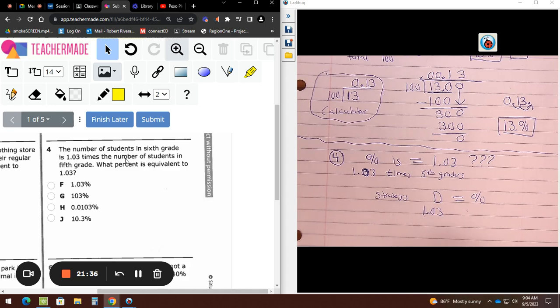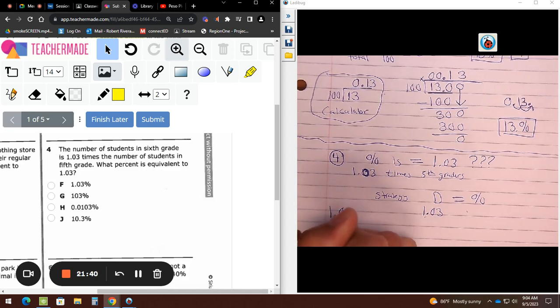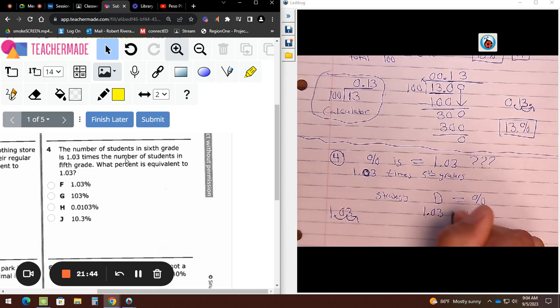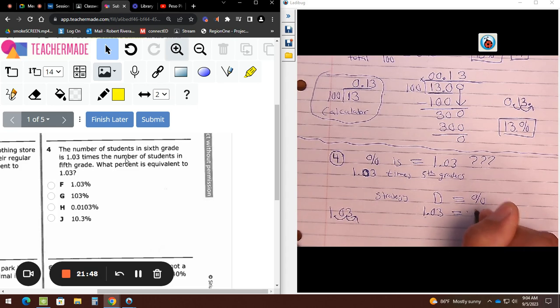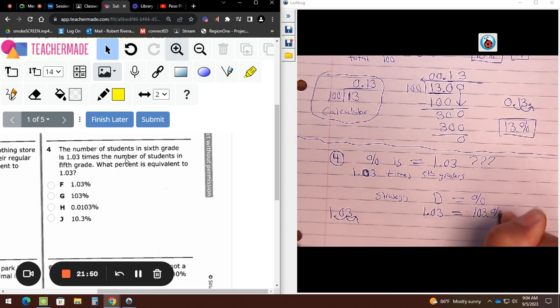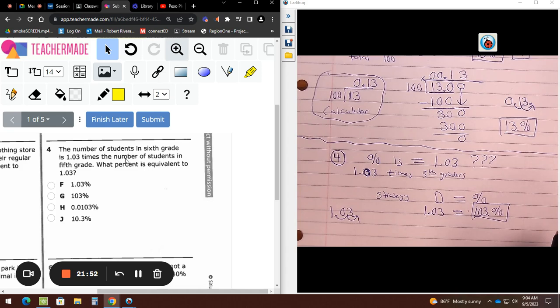Twice to the right. So I'm going to go ahead and put 1.03 on the side, and I'm going to go twice to the right. 1, 2. So what's the percent? 103%. Perfect. Box the answer, and which one would you select? F, G, H, or J? G. So write the letter G, guys, and box that. And then you go right there.